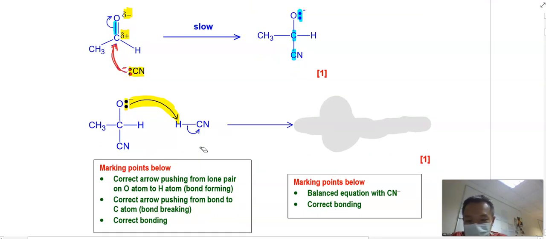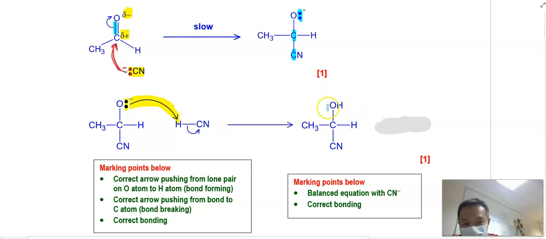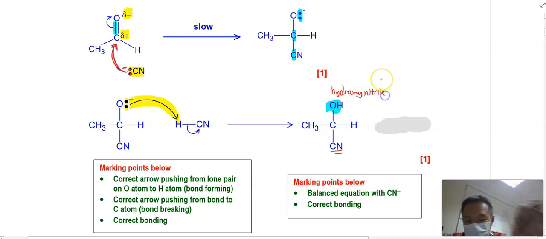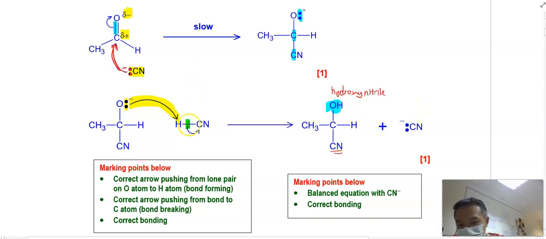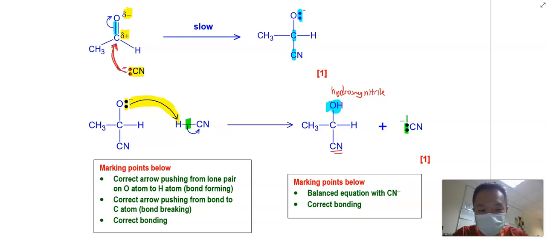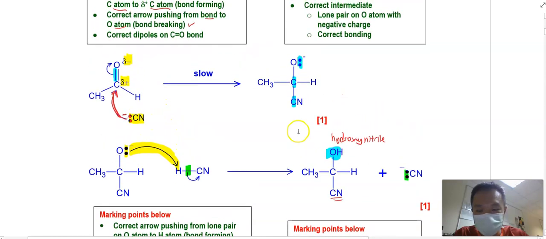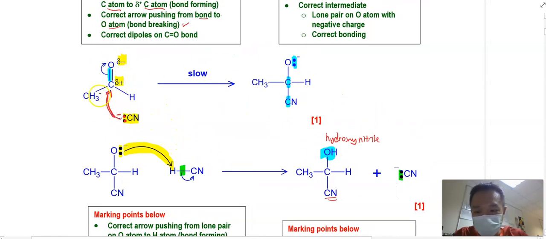Similarly, please show the correct bonding. In this case, you get your product. Hydroxy stands for OH, and the CN group is called nitrile, so it is a hydroxynitrile compound, and you get your CN minus. Why is it CN minus? Again, this bond pair here both goes to the carbon, and that's how you have a lone pair on the carbon. The carbon gains an additional electron from the H and therefore becomes negatively charged. So this is your nucleophilic addition mechanism. Again, it is important for you to make sense of the mechanism and understand why arrows are drawn in a particular way so that you can better retain the information.